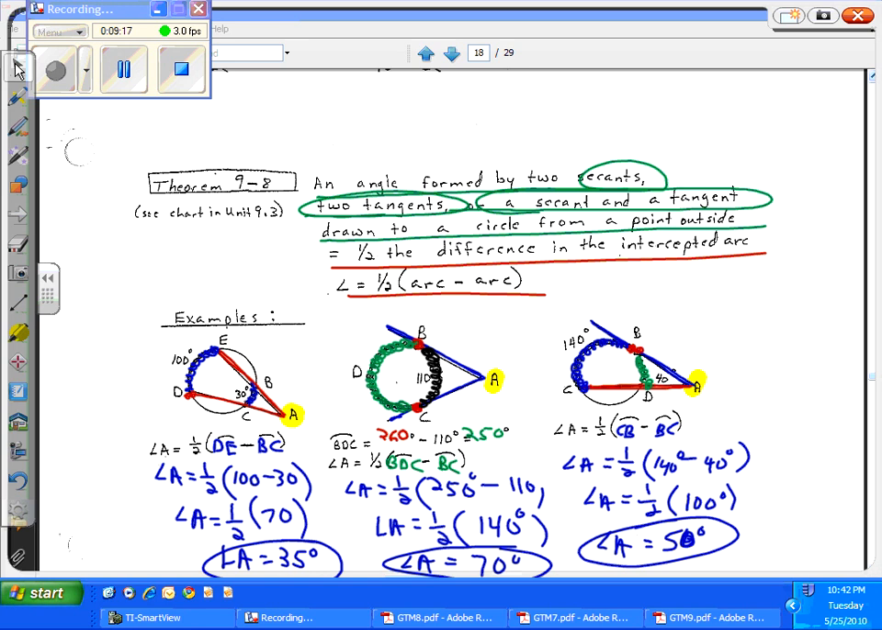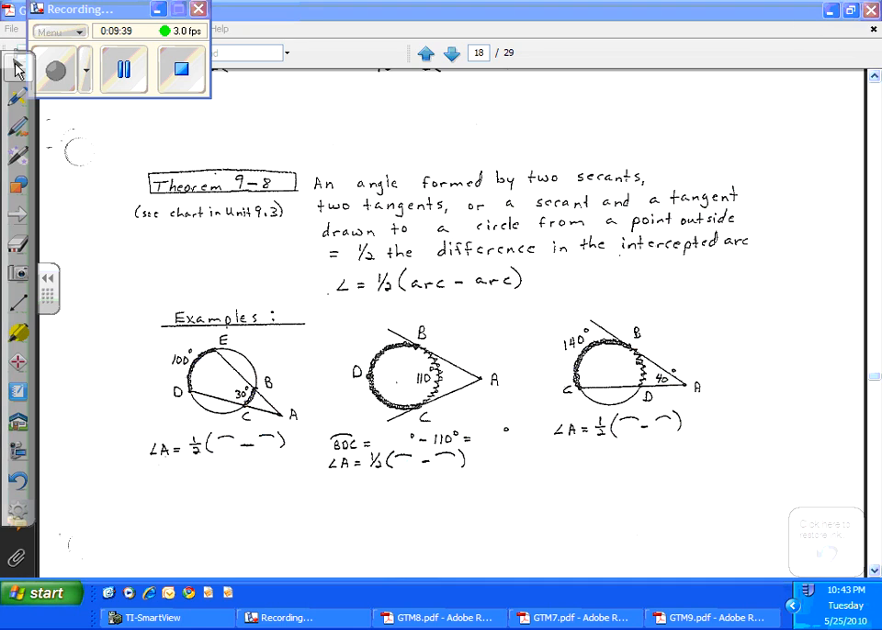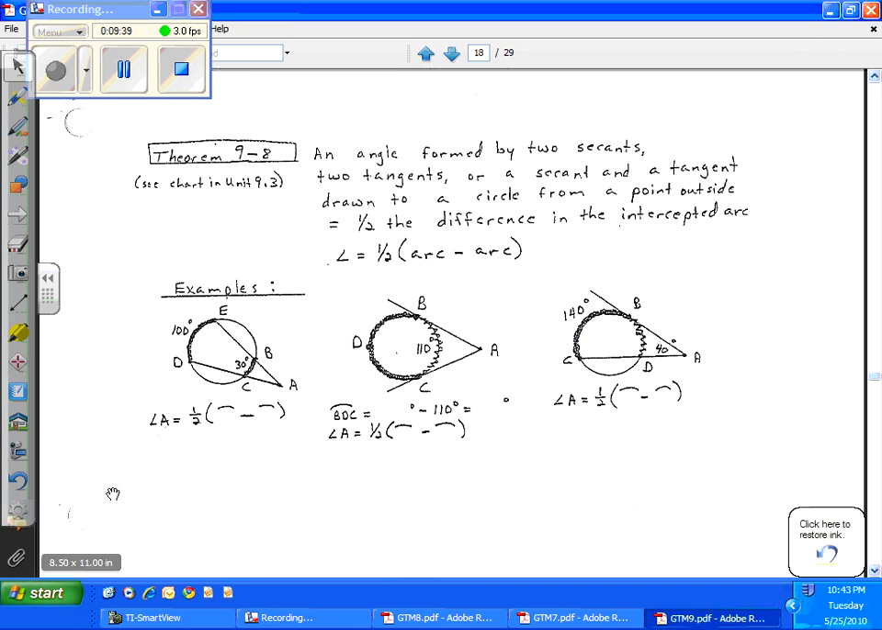Any questions on Theorem 9.8? So if the vertex is the center, the angle is equal to the arc. If the vertex is on the circle, the angle is half the arc. If the vertex is on the inside, but not the center, the angle is half the sum. If the angle is on the outside, then the angle is half the difference. Okay?